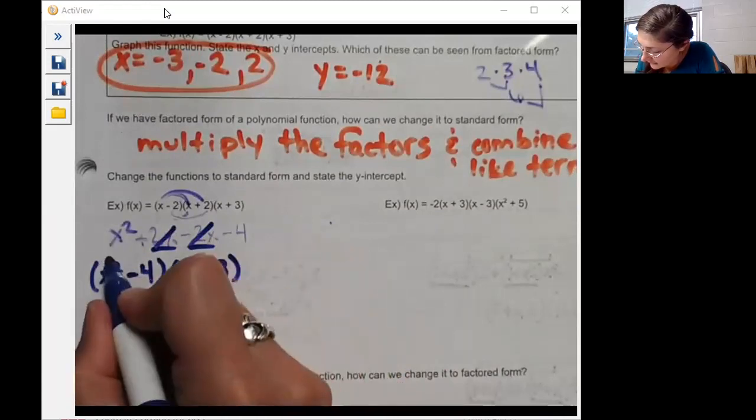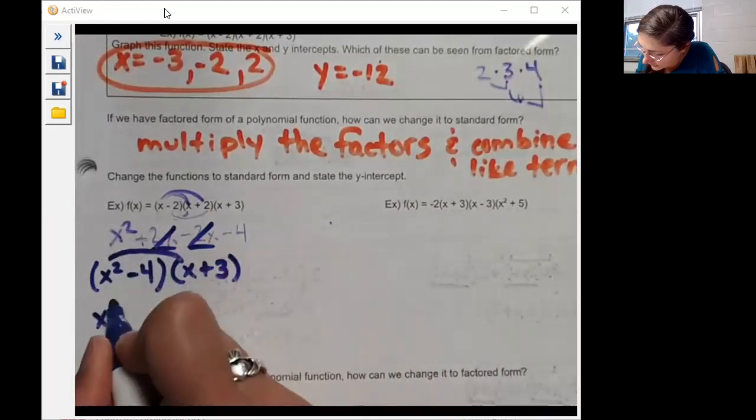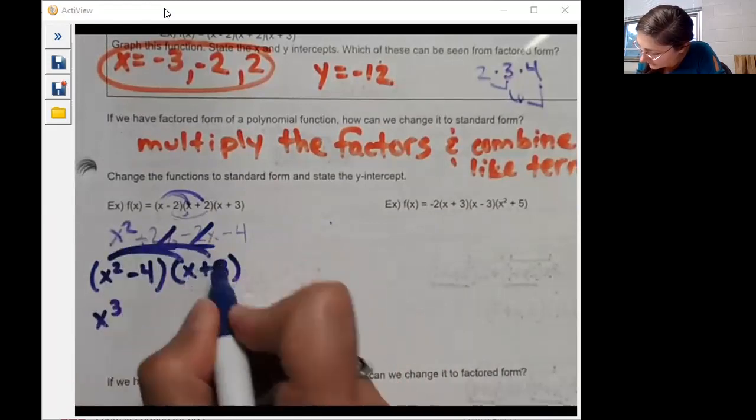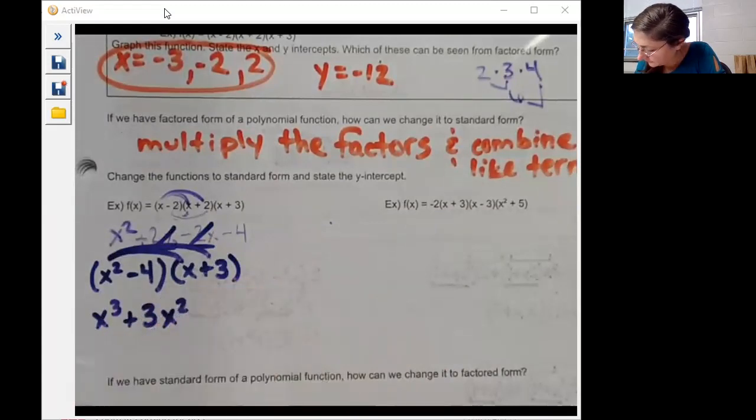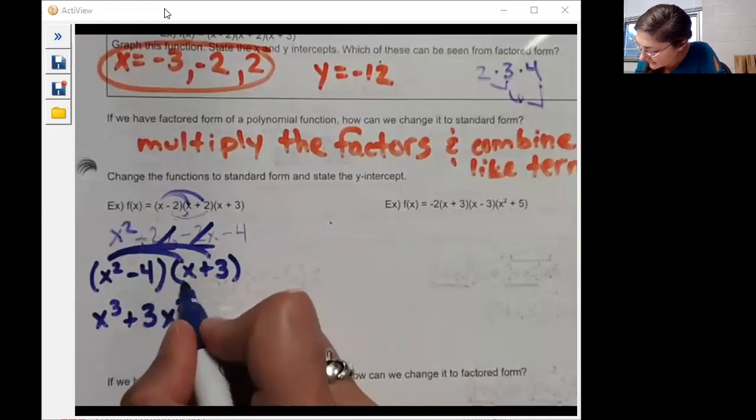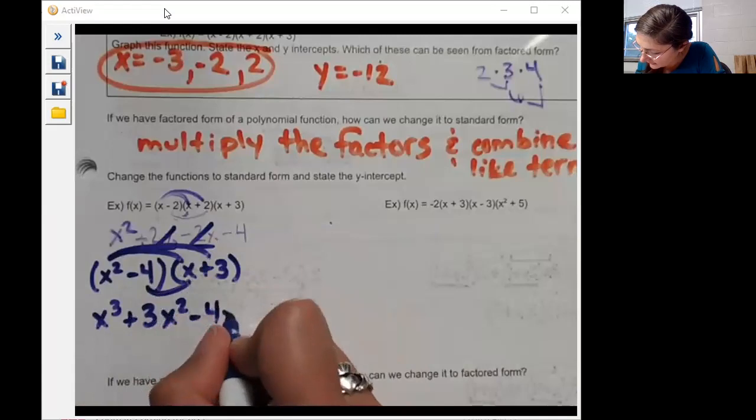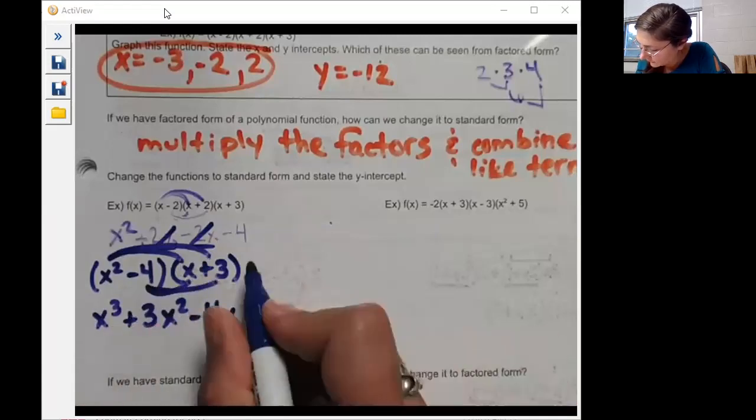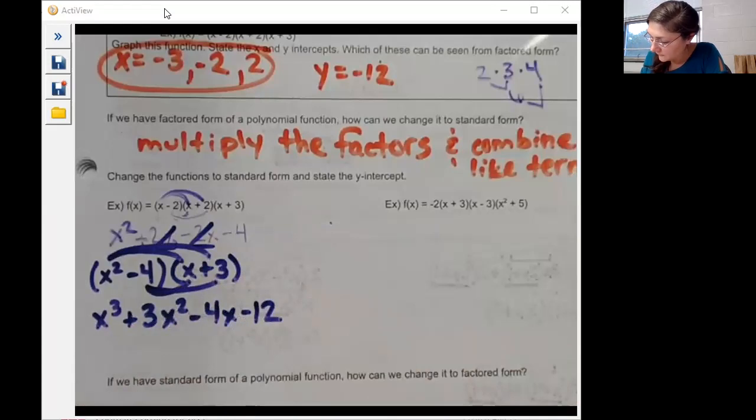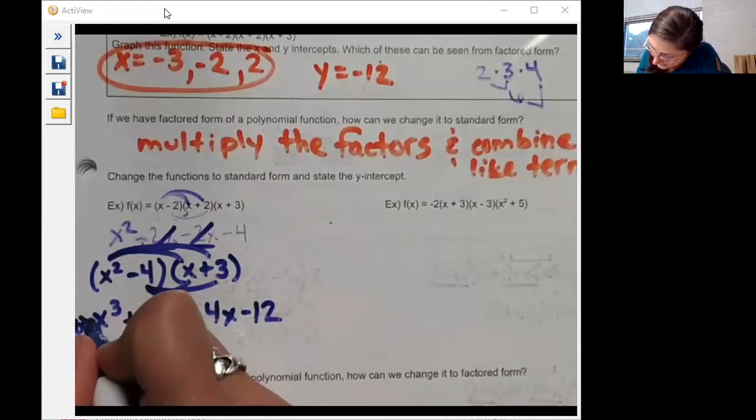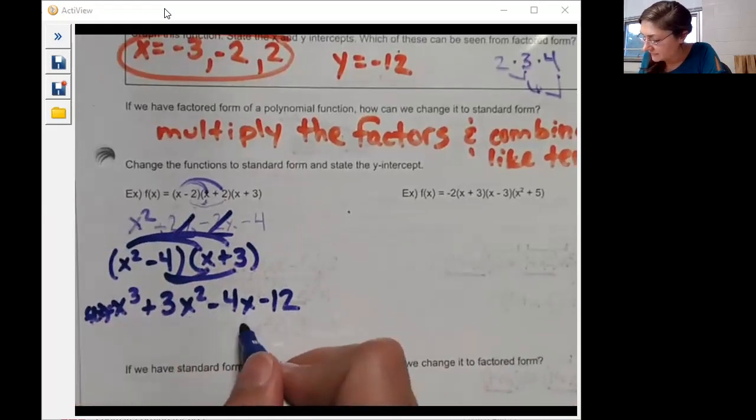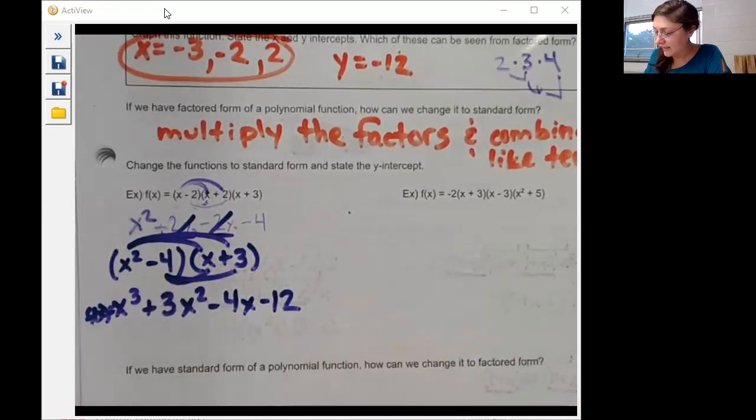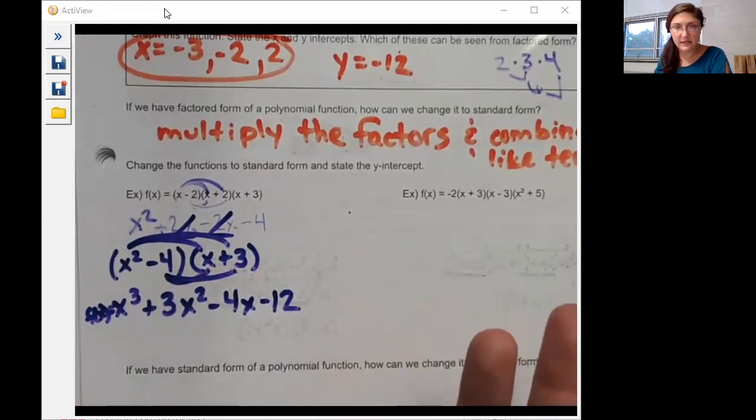So I'm going to take that and multiply by my last factor here. And now we'll distribute again. So x squared times x would give me x cubed. And then x squared times 3 would give me plus 3x squared. Negative 4 times x would give me minus 4x. And negative 4 times positive 3 would give me negative 12. So this would be my function f of x equals x cubed plus 3x squared minus 4x minus 12. Okay. I don't have any like terms to combine here, so this is my simplified standard form for this function.